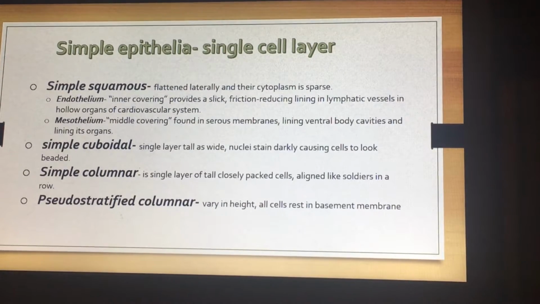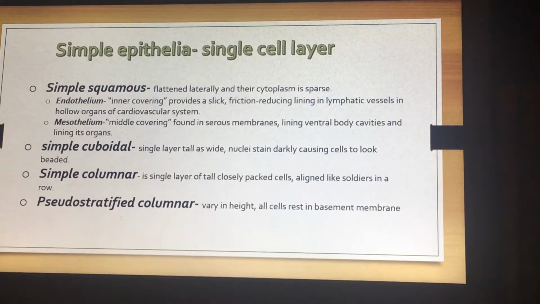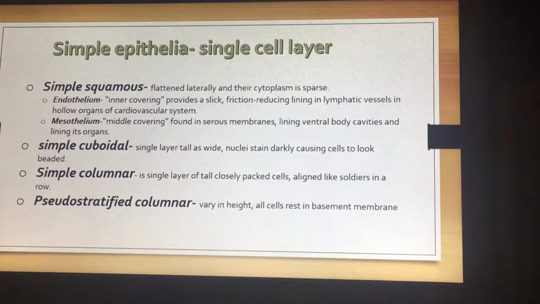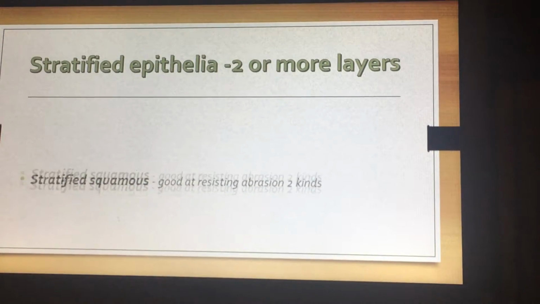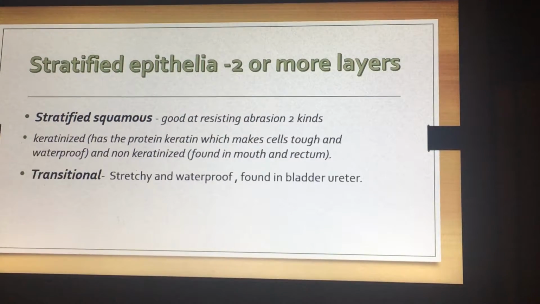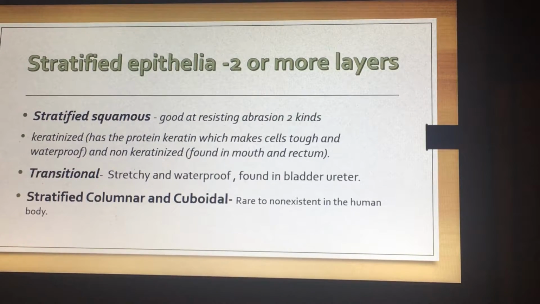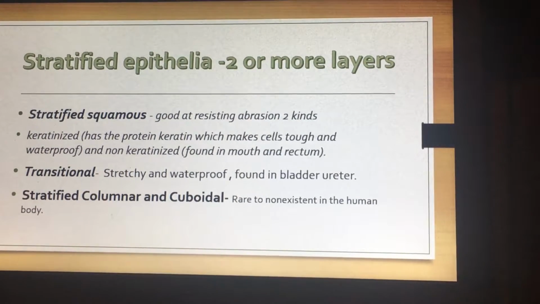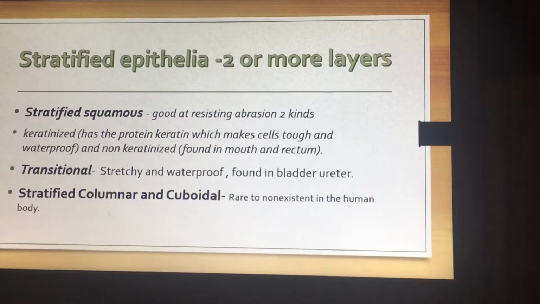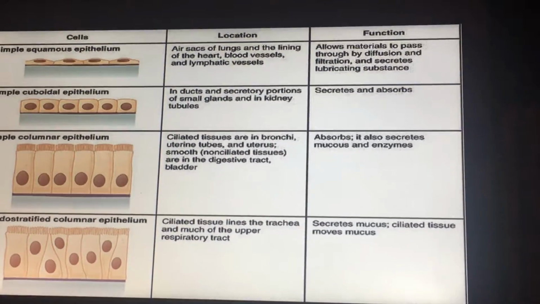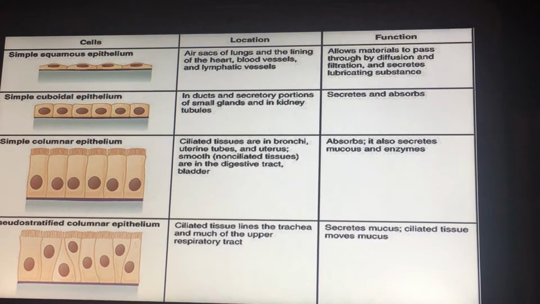Simple epithelial has simple squamous, simple cuboidal, simple columnar, and pseudostratified columnar. Stratified epithelial is 2 or more layers. Stratified squamous is good at resisting abrasion. Transitional is stretchy and waterproof. And stratified columnar and cuboidal are rare to non-existent in the human body. Again, these are just the different types of cells.